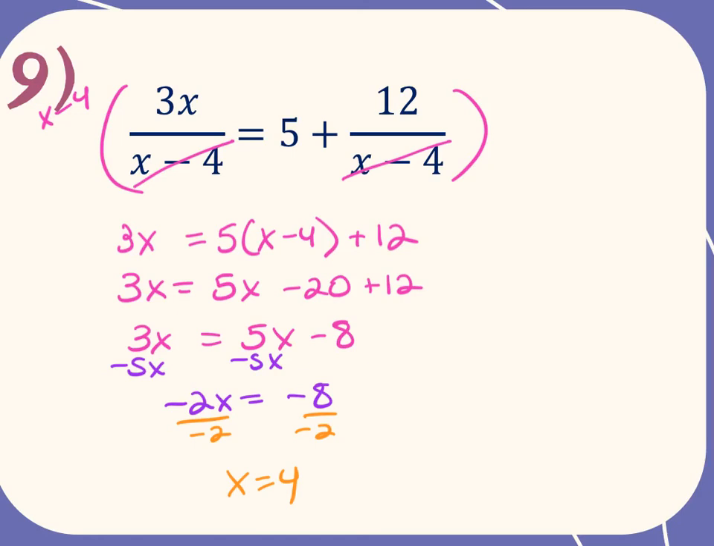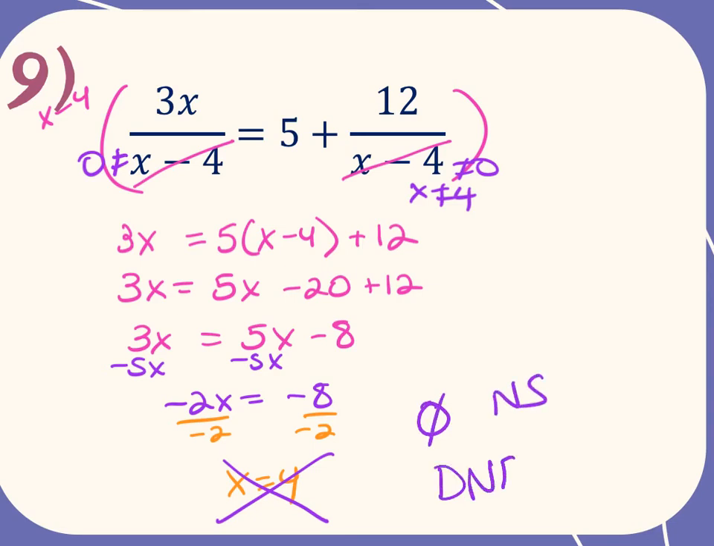What can x not equal from my original equation? Good, positive 4, which means I rule it out. No solution. Does not exist.